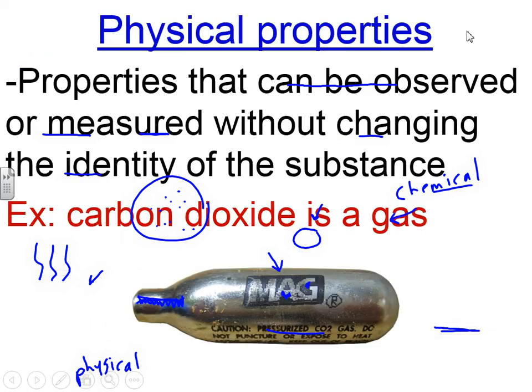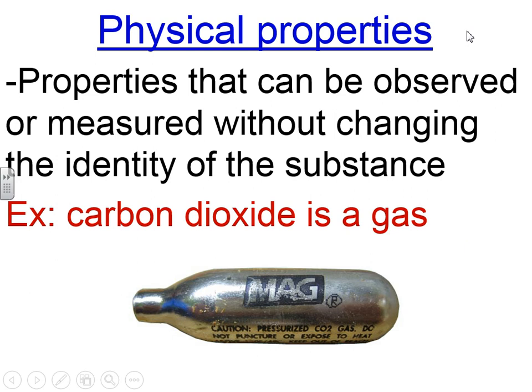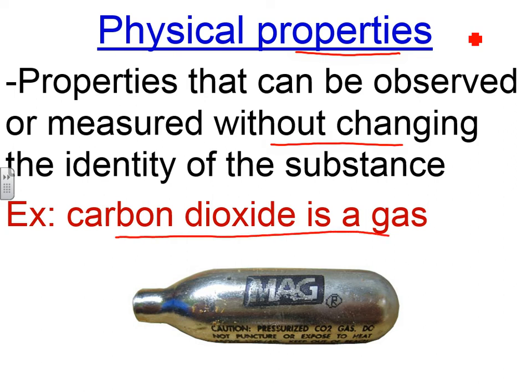Now, let's talk about properties. Remember, a property is something that describes the substance, and properties that can be observed or measured without changing the identity of the substance would be a physical property. An example of this is saying that carbon dioxide is a gas. You're simply describing carbon dioxide, but you're not chemically changing it. So here is a canister or a container of carbon dioxide used in paintball guns and other applications. So if you don't change it, that would be a physical property.